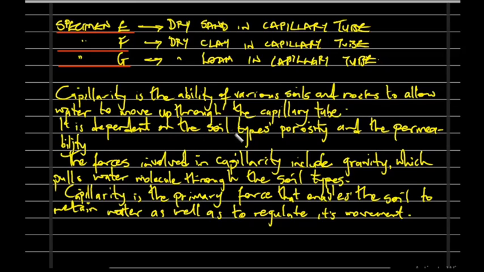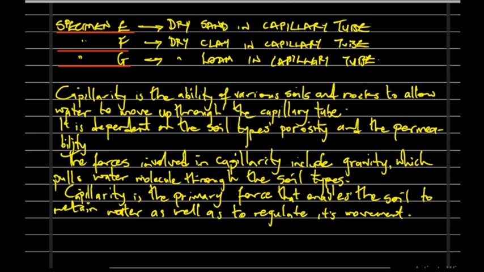It is dependent on the soil types. Yes, the ability of the water to move upwards in the capillary tube is dependent on the soil type's porosity as well as its permeability. Now there are some forces that are responsible for this taking place. The forces involved in capillarity include gravity. It pulls water molecules through the soil types, and then capillarity is the primary force that enables the soil to retain water as well as to regulate its movement. So basically that is what capillarity in these soil sample cases is talking about.